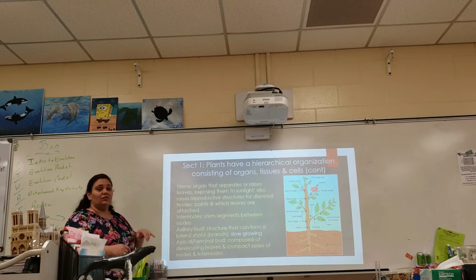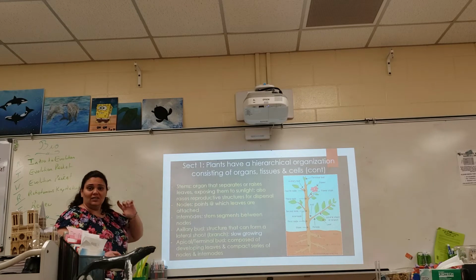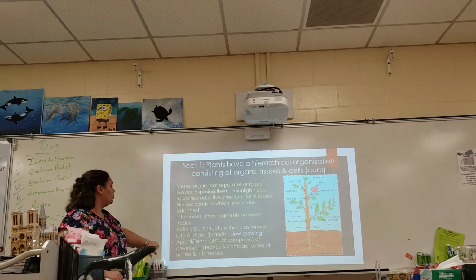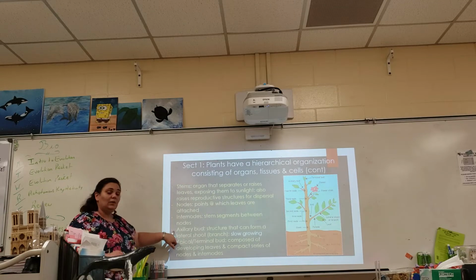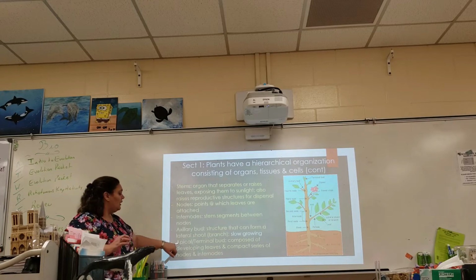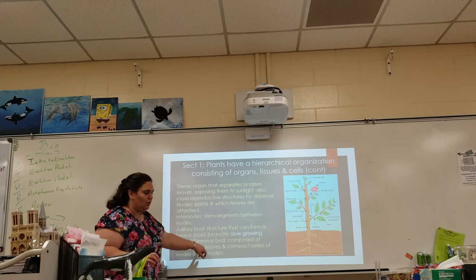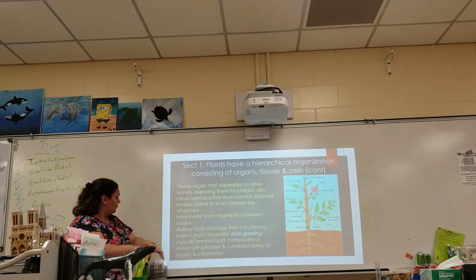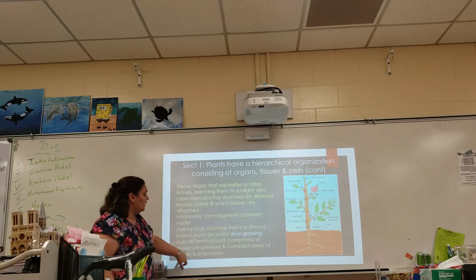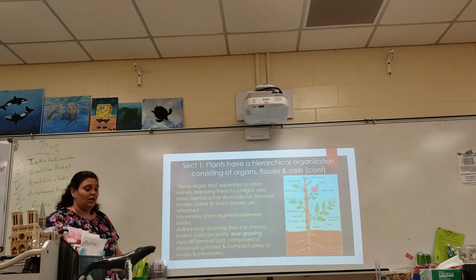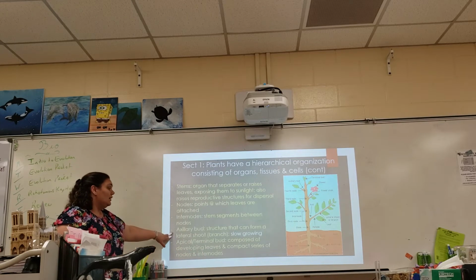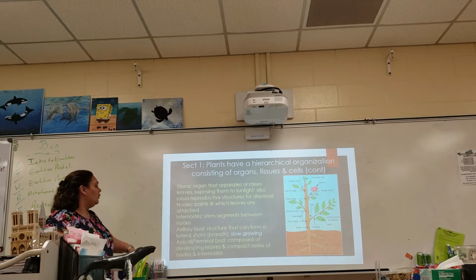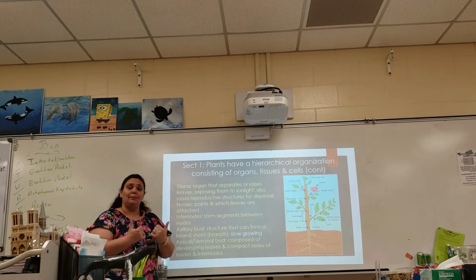Nodes are points at which leaves are attached. You've got the internode, that's going to be that segment of stem between the nodes. Now, then we have axillary buds and we have apical or terminal buds. An apical or terminal bud is going to be the very tip, where you're going to see developing leaves and a compact series of nodes and internodes. And an axillary bud, apologies, will allow for a lateral shoot, a branch.